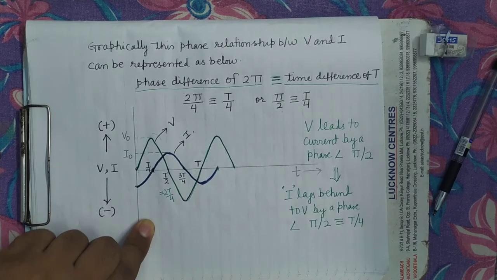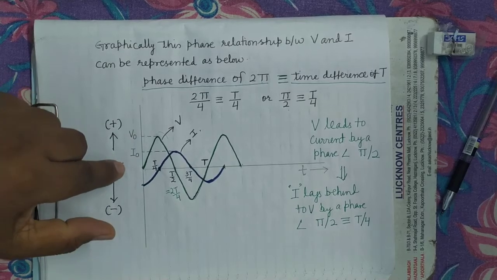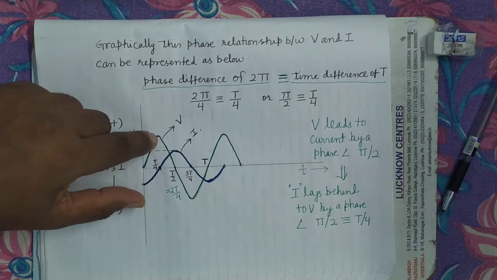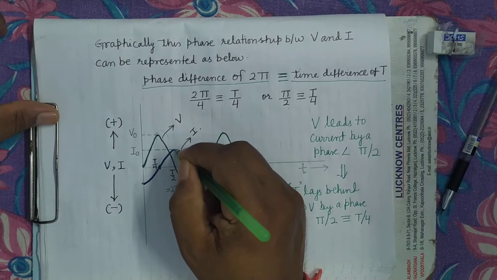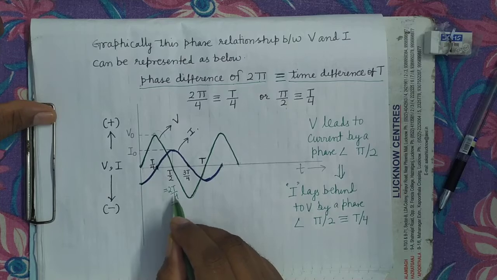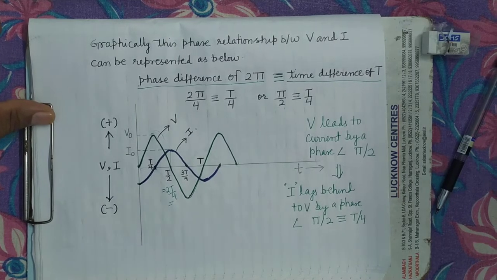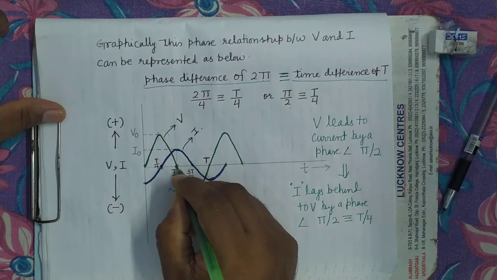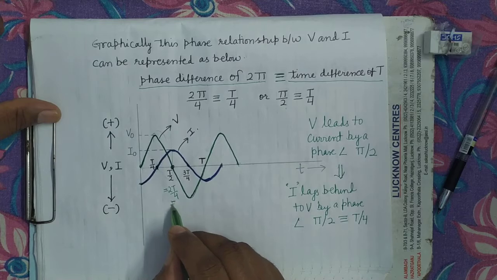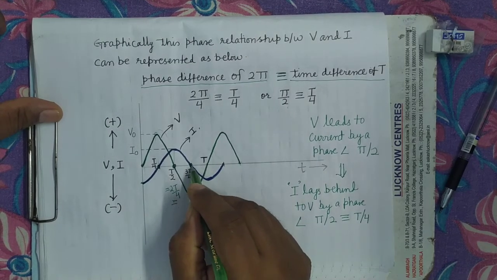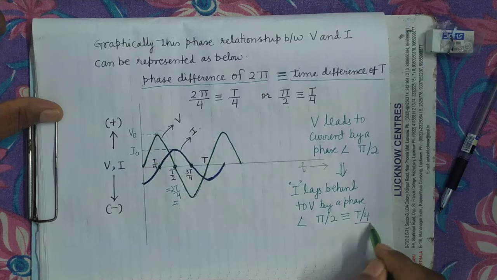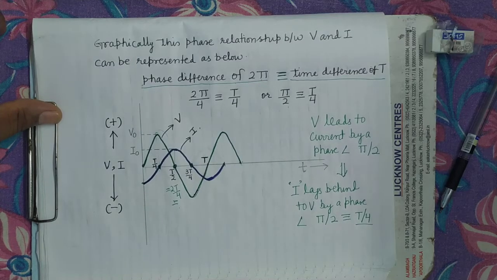So you can see here, voltage becomes maximum at time T by 4, while the current becomes maximum at what time? At time 2 times of T by 4, means after how much time? After time T by 4. Then voltage reverses its direction at time 2T by 4. Current is reversing the direction at what time? At 3T by 4, means after time T by 4.